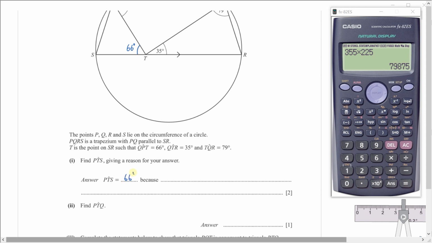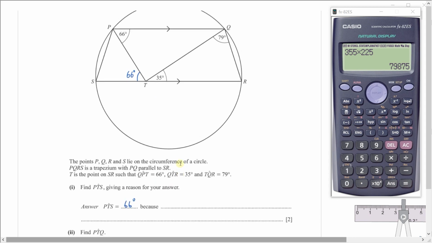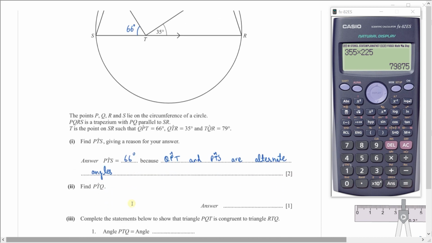So PTS is 66 degree because we can say angle QPT and angle PTS are alternate angles. Alternate angles. So this would be your reason.